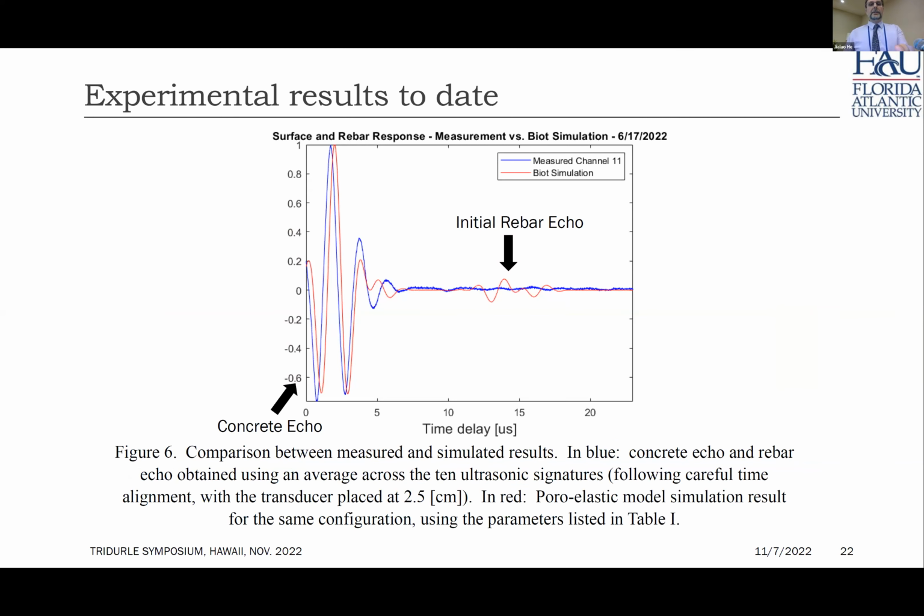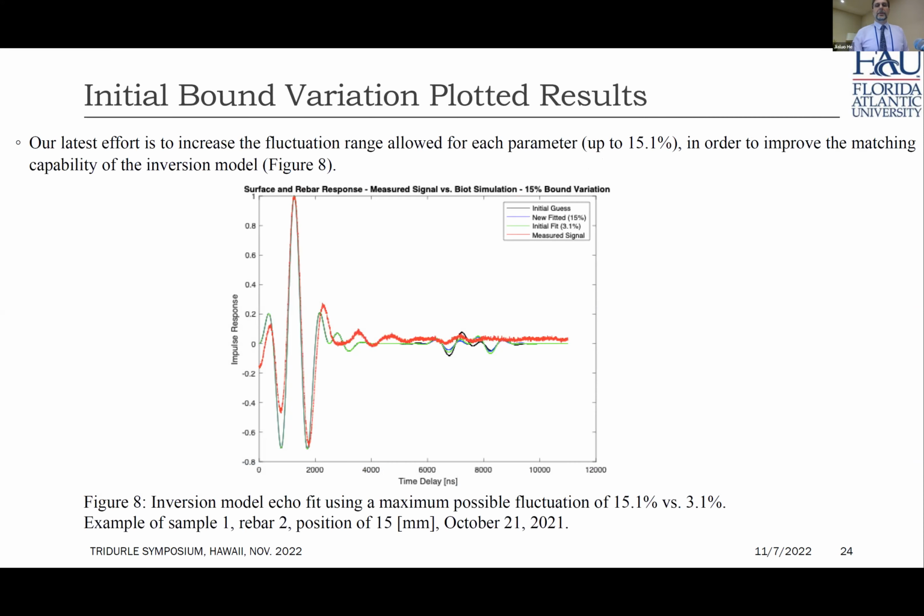So here is the original signal. In blue is the measured signal. In red is the original guess. As you can see, the match is not perfect, by far not. And this is what happened as we actually use the TR. It's another example of a signal. This is in red, the measurement. In green is the initial fit. And as we actually provide a wider and wider range of possible fluctuation of the parameter, it actually takes us to the blue curve, which is a better and better match. So this is where we are today.